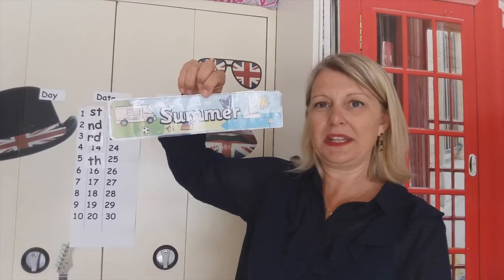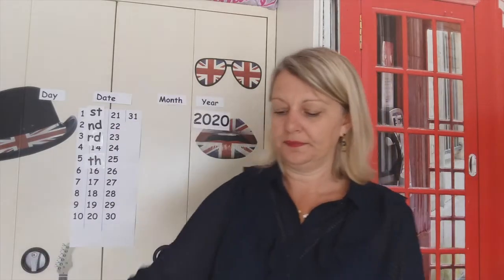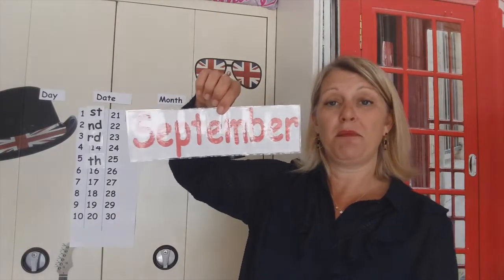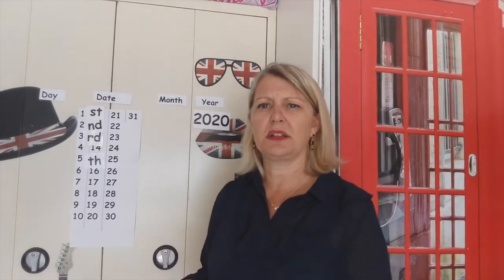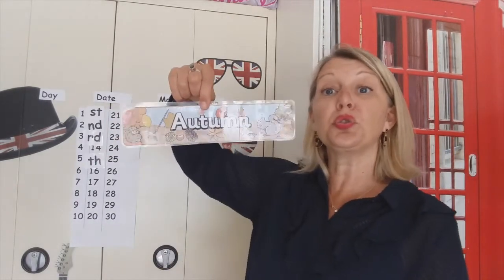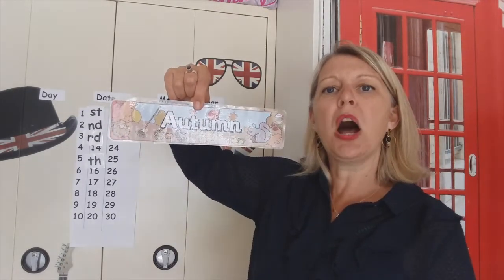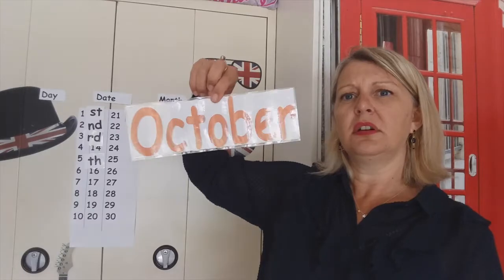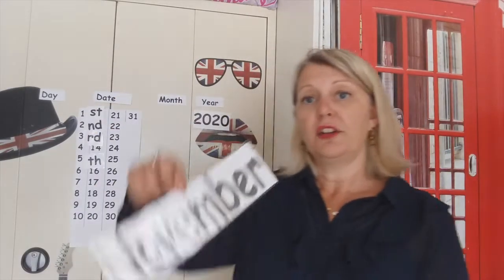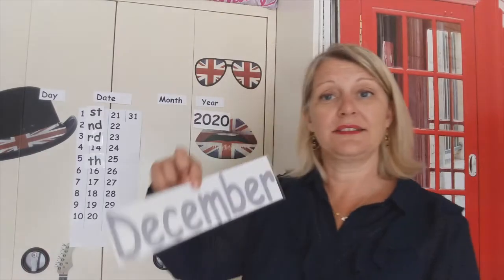L'été commence. Summer begins. And the summer months are July, August, and September. Very good. After summer, what's the next season after summer? Yeah, it's the autumn. In English, we say, même si un N à la fin, on ne le prononce pas, we say autumn with a M at the end. So the autumn months are October, November, and yes, December. Very good.